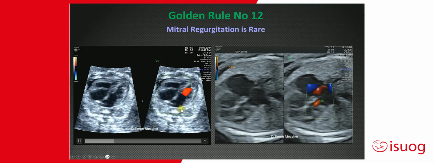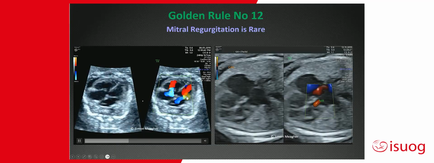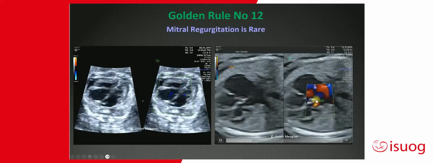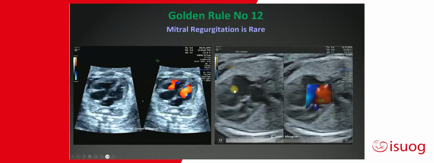This is the descending aorta, left atrium, therefore that's mitral regurg, tricuspid regurg. Another example here, mitral regurg. So anytime you see mitral regurg, just treat it seriously. It's likely to be pathological, unlike tricuspid, which is likely to be physiological.